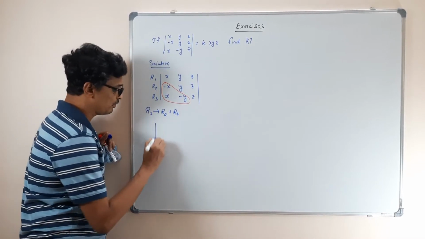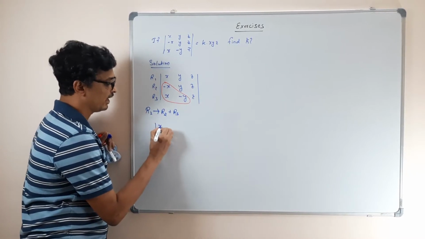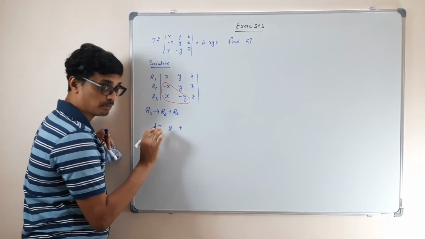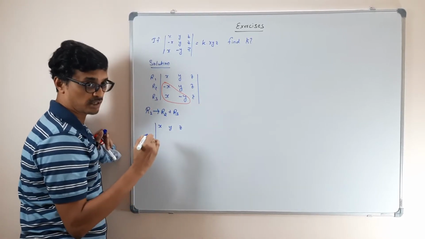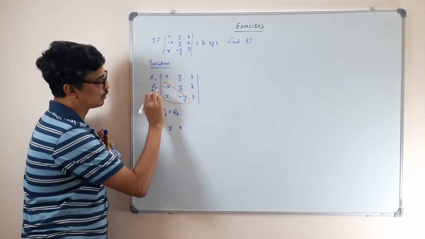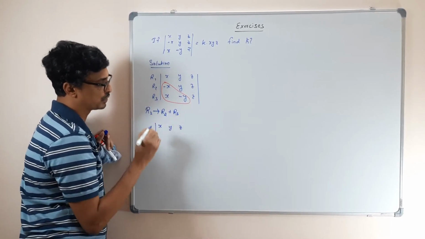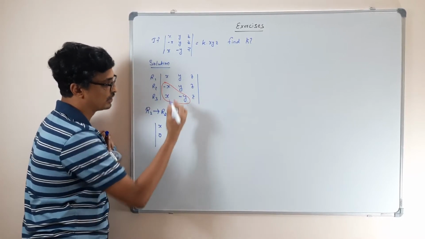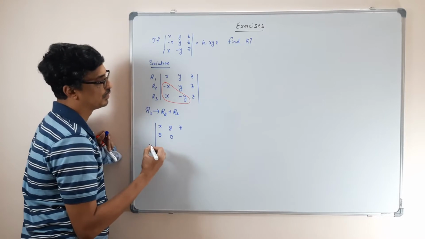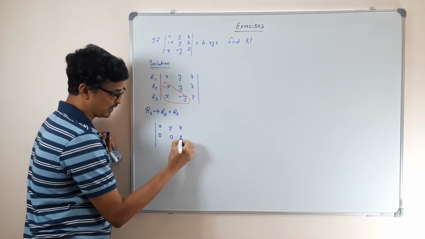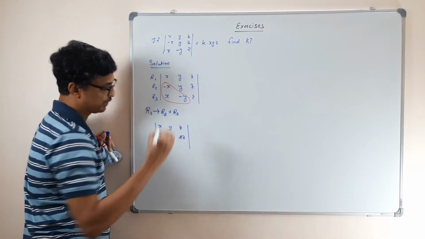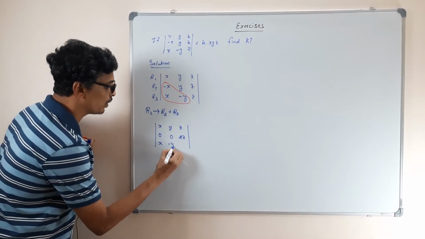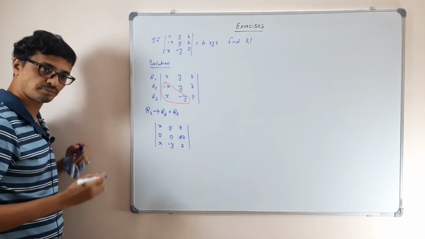Correct? So tell me what it will be. Row 1 I am keeping as it is, x, y, z. Remember, you do it step by step. Don't do all operations at one time. Now tell me, row 2 is going to be replaced by row 2 plus row 3. What will it be? 0, because minus x plus x is 0. And this one? 0. This is 2z. Fine? So we got this. And the next one is the same: x, minus y and z.